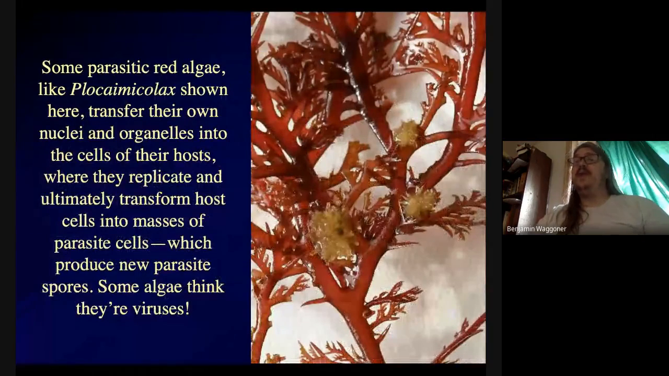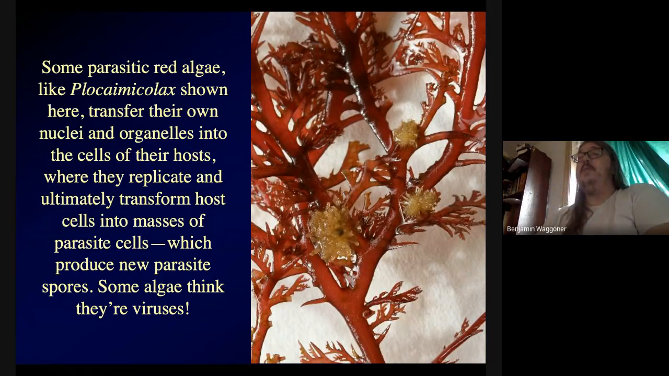This is so cool, I can't let it go. You're looking at a red alga right here, a red seaweed, and you can see towards the center 3 little lumps of brown plant material growing on the red. The lumps are a parasitic red alga called Plocamacolax, and Plocamacolax transfers its own nuclei into the cells of its host, and they replicate and they transform host cells into masses of parasite cells. This is a red algae that thinks it's a virus.